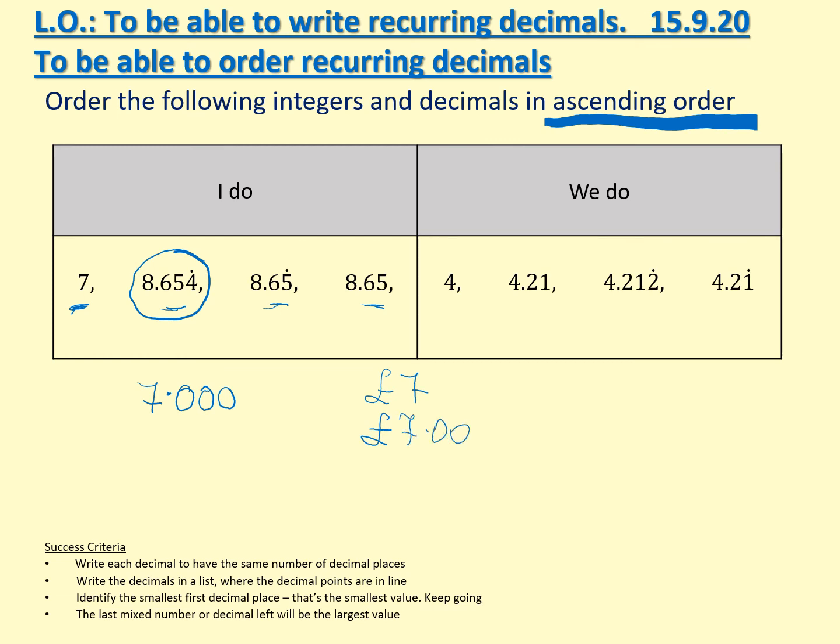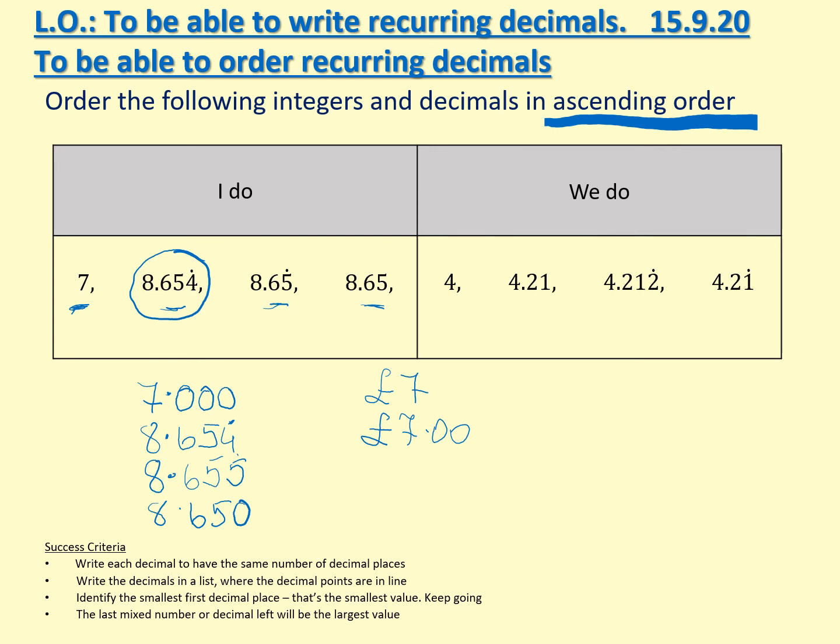Okay, so the next number is 8.654. Next one is 8.65, and this one has 5 recurring, so on the 1000th position we have another 5. And the last one is 8.65, and because this is not a recurring decimal, we have in here 0 thousandths.